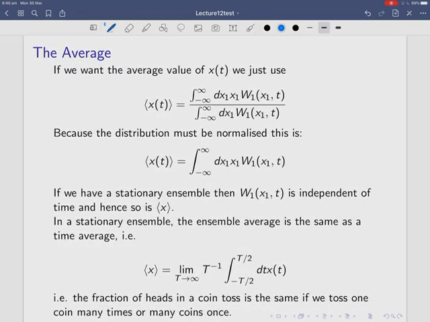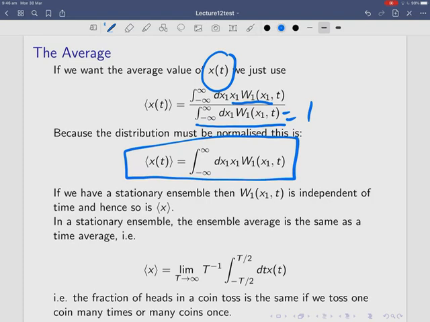Now we're going to talk about the average, and of course you already know how to get averages. Okay, if we want the average value of x(t), we just average over all x1 from minus infinity to infinity of x1 times the probability distribution divided by the normalization factor. And the normalization factor should be 1. So the average value of x(t) is given by that.